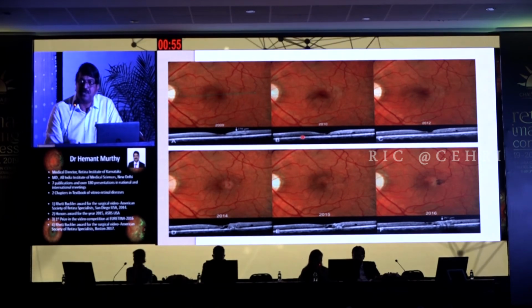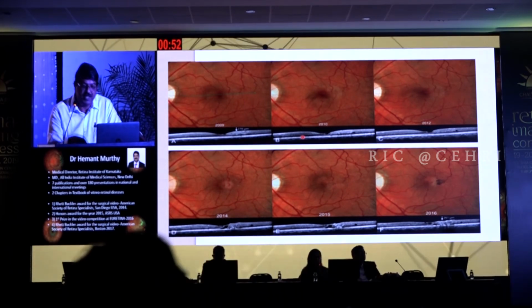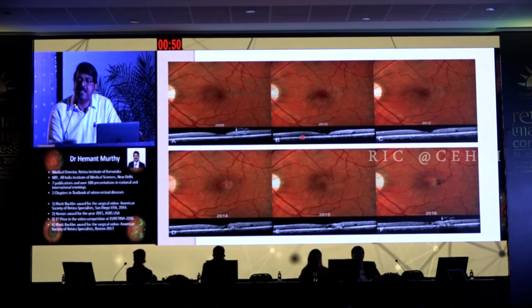All these processes are generally due to the initial trigger that starts with the Muller cells, which trigger all these processes to occur. So MACTEL is characterized by Muller cell loss, which is accompanied, possibly as a consequence, by ellipsoid zone loss. And the vascular changes occur secondary to tissue contraction, which occurs as a healing process to this Muller cell loss. I think that's the primary defect: the Muller cell loss.